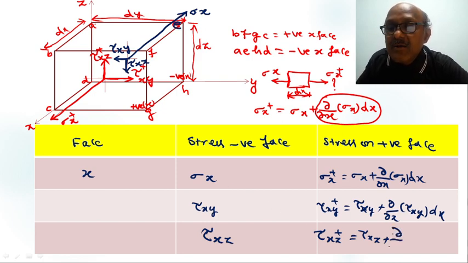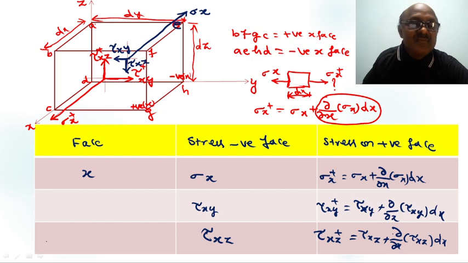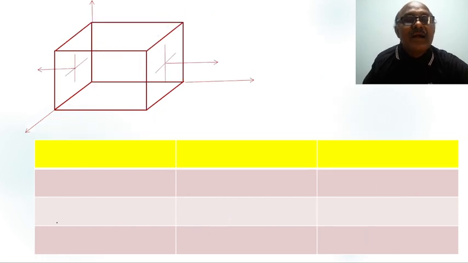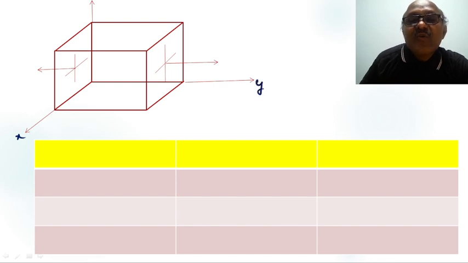Dou by dou x of tau xz into dx. Excellent, my dear students. Now coming to the y face. Now this is the x axis, this is the y axis, this is the z axis, my dear students.